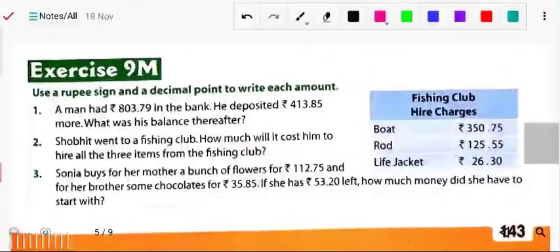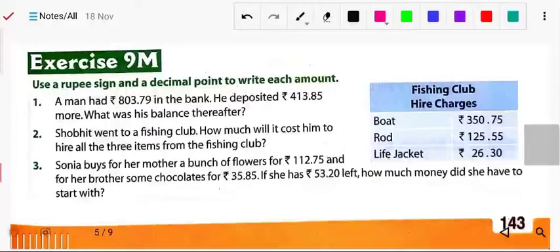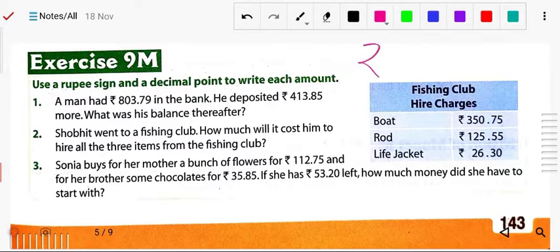Exercise 9M. First question we have: use a rupee sign and decimal point to write each amount. It means we have to use the decimal signs. First, the rupee sign, so we know that this is the sign of rupees. First one: a man had rupees 803.79 in the bank. He deposited rupees 413.85 more. What was his balance thereafter?